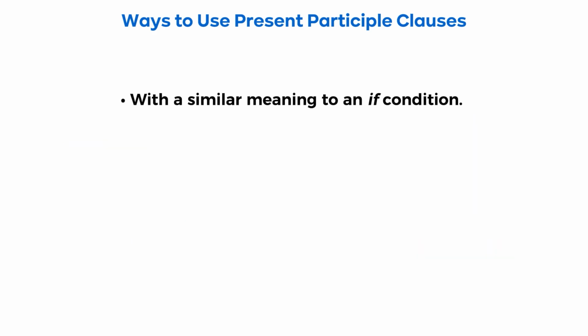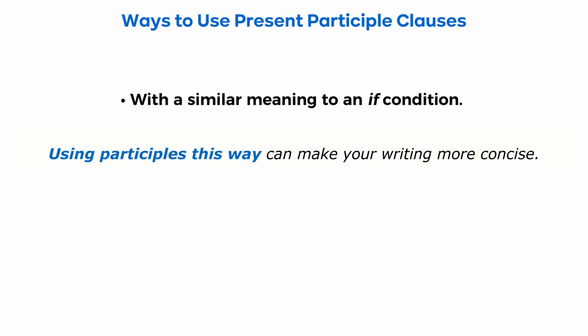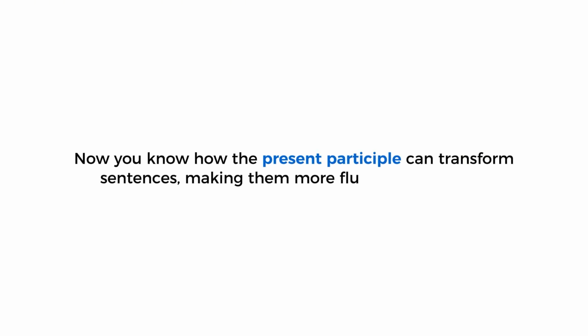With a similar meaning to an if condition: using participles this way can make your writing more concise. Equals, if you use participles this way. These examples help show how present participles can describe actions that happen at the same time or give reasons and results. Now you know how the present participle can transform sentences, making them more fluid and dynamic.